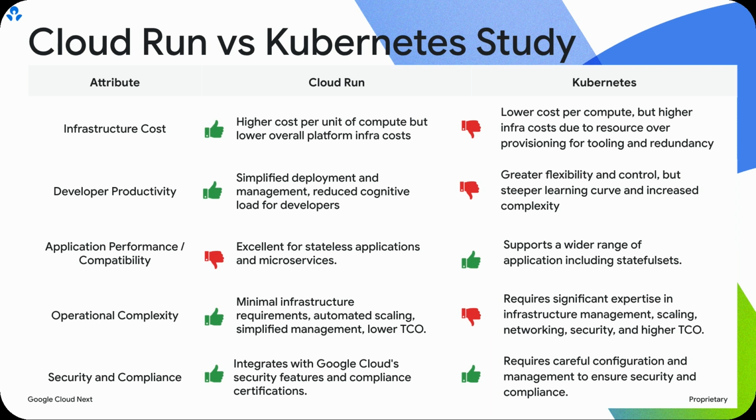From an operator's perspective, Kubernetes requires significant expertise in infrastructure management, security, and networking. Because of the increased configuration, it had a massive attack surface, which requires careful configuration and management to ensure security and compliance. Cloud Run, on the other hand, simplifies all of this by providing the essential knobs required to the developers and the operators.